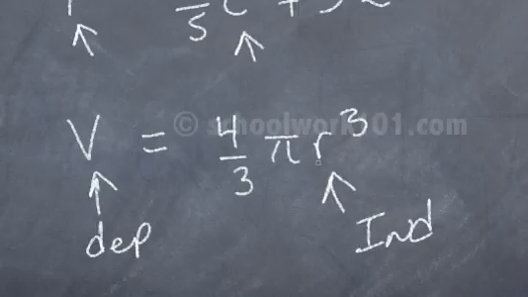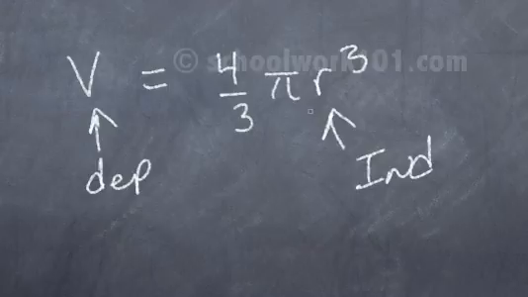The relationship between the independent variable and the dependent variable goes like this. For every value that corresponds to the independent variable, there's one and only one value that corresponds to the dependent variable. This relationship is known as a function.